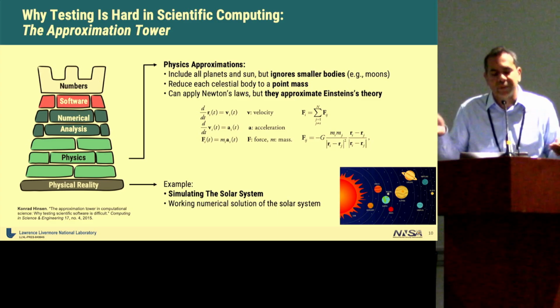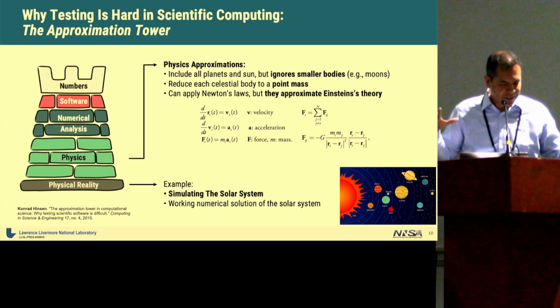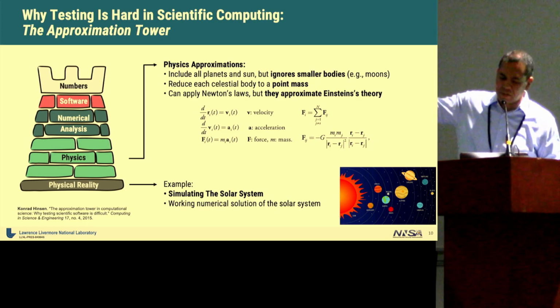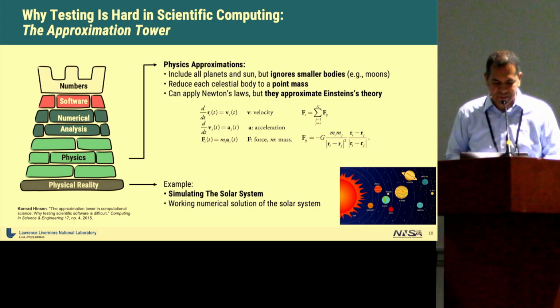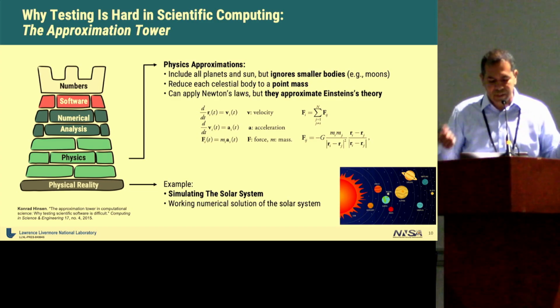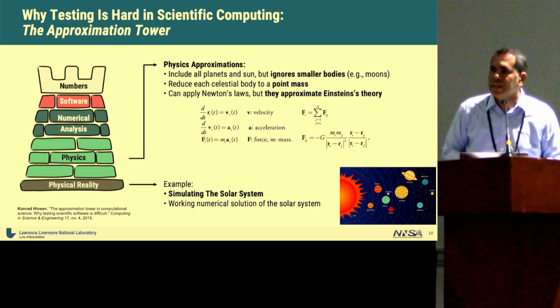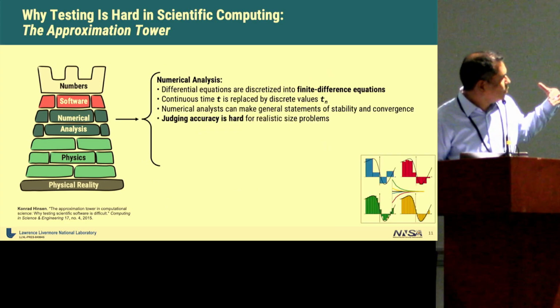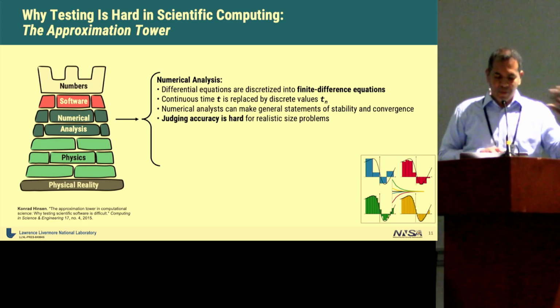And that's a reasonable assumption because the diameter of the planet is significantly smaller than the distance from the planet to another planet. So that's a reasonable approximation. We may apply Newton's laws, but we know they approximate Einstein's theory and so on. So we do a good number of approximations in that layer. Then we go into the numerical analysis layer, where we do more approximations.